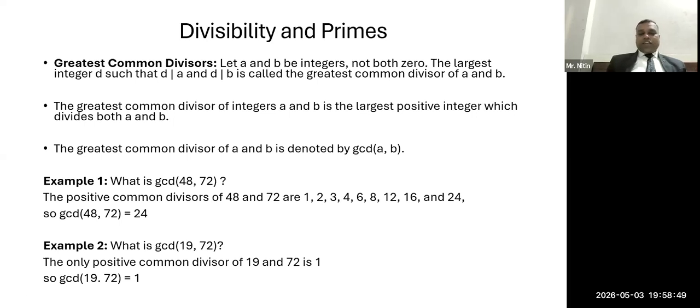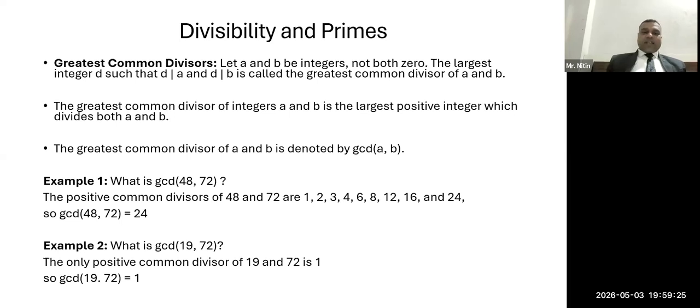The positive common divisors of both the numbers, 48 and 72, are 1, 2, 3, 4, 6, 8, 12, 16, and 24. These are the common ones between 48 and 72. So all these numbers will divide both 48 and 72. Now we have the common divisors of both the numbers.